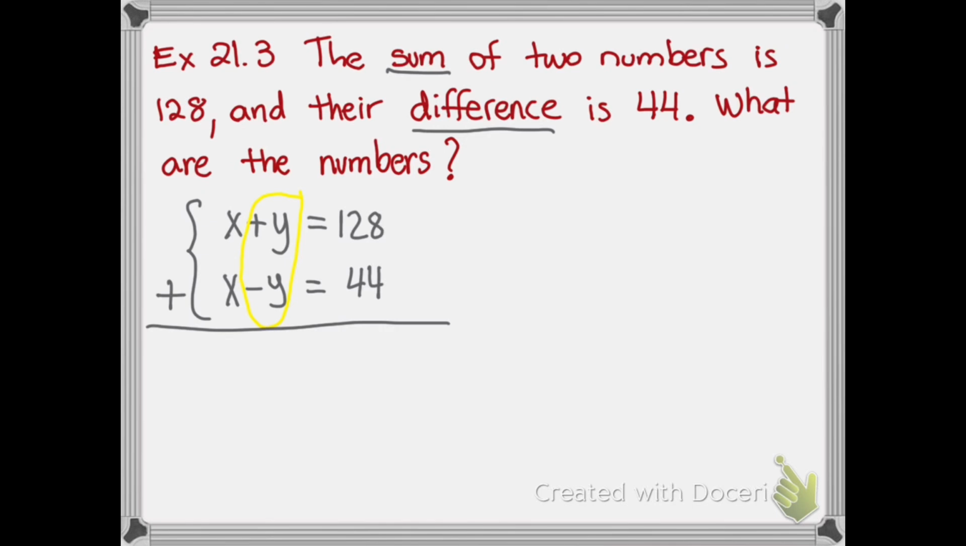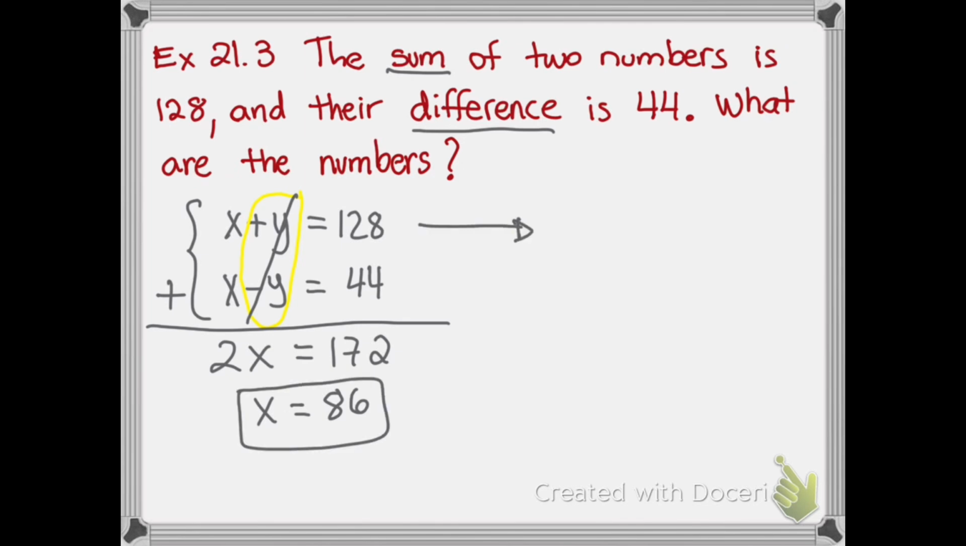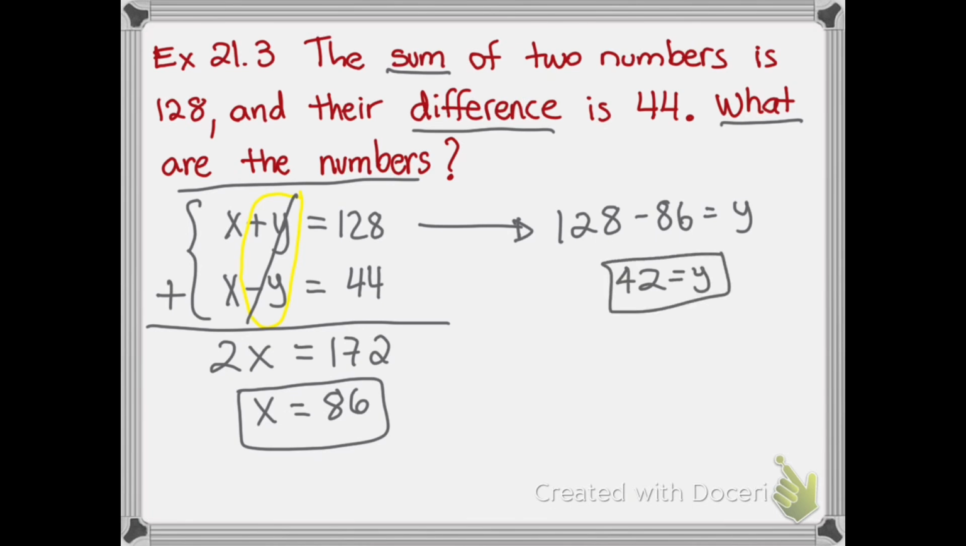So 1x plus 1x, don't forget that, that's 2x. Y minus y cancels. And 128 plus 44 is 172. And then we pass the 2 to divide and we get 86. Again, remember that we have to find y because they're asking for the two numbers. And so 128 minus 86 is going to give me the missing number, which is in this case y. So I subtract and I get 42. And those will be the two missing numbers.